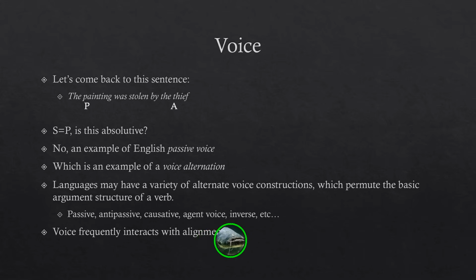But yeah, I think every language is going to have some sort of voice construction, which lets you permute basic argument structure. Not all languages have all of them. Some are more common in certain alignments. So we have a passive. Anti-passives basically do the opposite of a passive. They delete the P of a transitive. They delete the transitive patient. And you can maybe think of promoting the transitive agent to subject position. That makes more sense in an ergative language where your patient might have this privileged subject position, but it doesn't have to be in an ergative language.